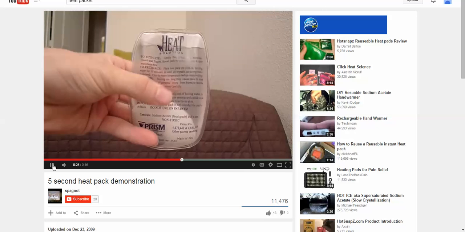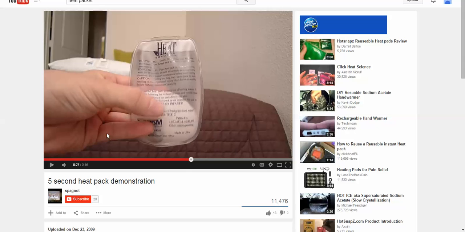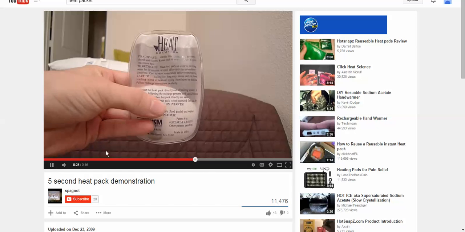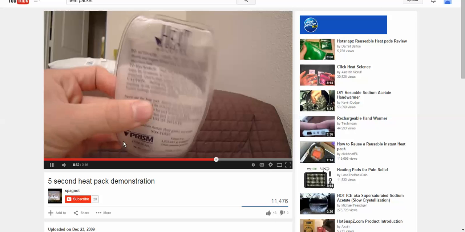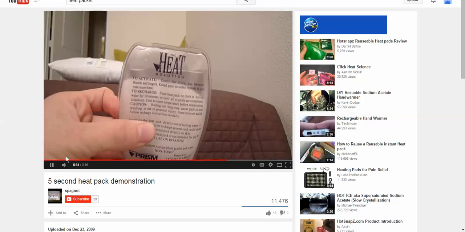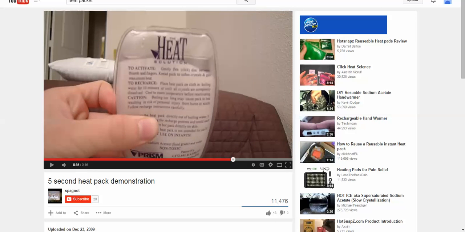And what does that mean? I'm going to pause it for a second. So right now, this bag is half full of liquid, half full of solid. So we're going from the liquid state down to the solid state. So what happens over time? This thing is going to feel warm. That's why they sell these things. They're little heat packs. Okay, so let's go back to my graph here.